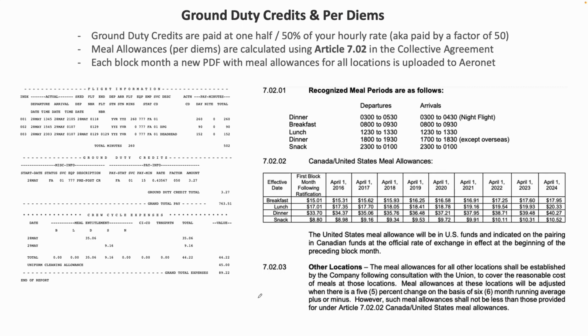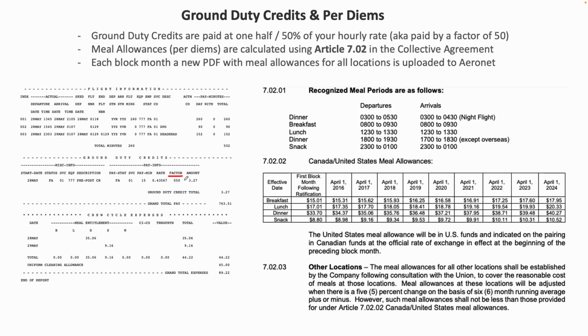Ground duty credits and per diems. Ground duty credits are paid at 1/2 of our hourly rate. When we look at our flight summary, there is a column in the ground duty credit section called factor. And when there is a factor of 50 applied to the line, that means that we're paid at 50% of our standard rate per minute.